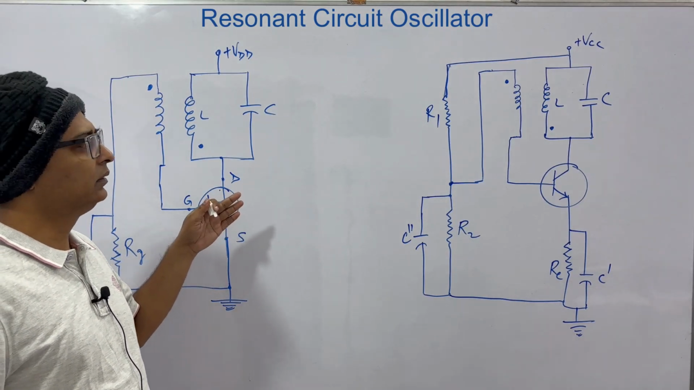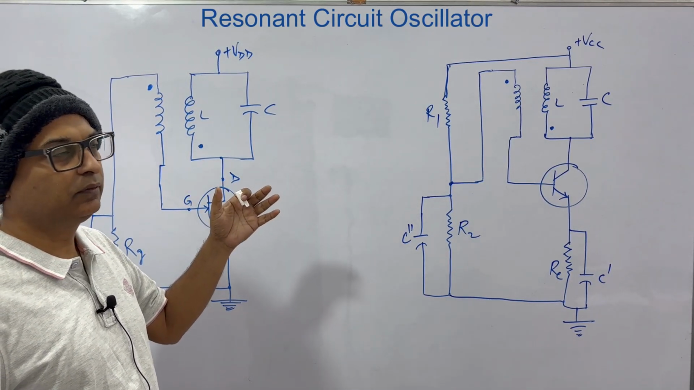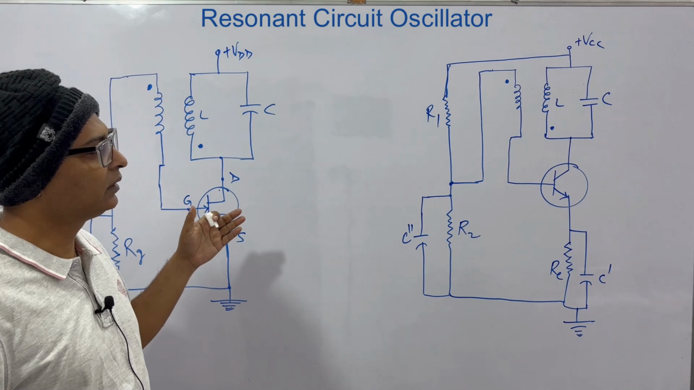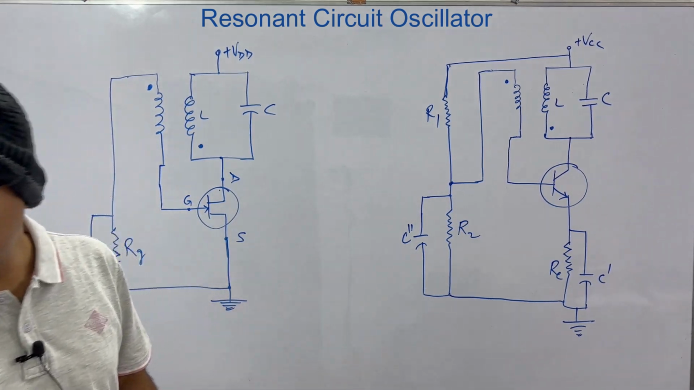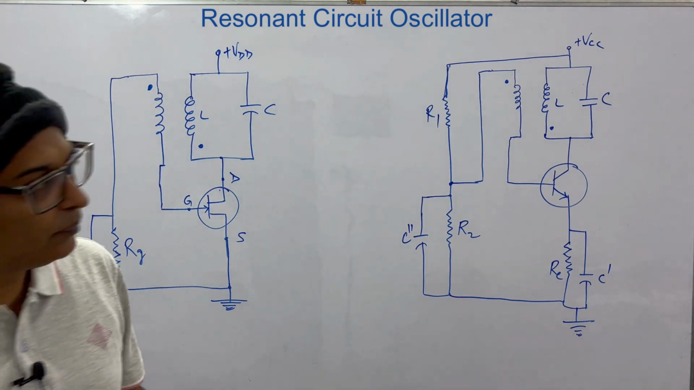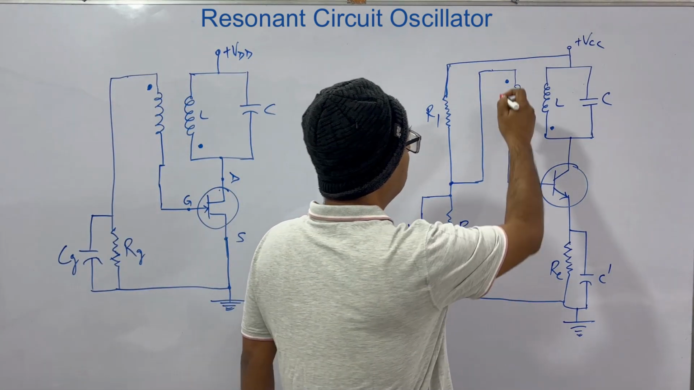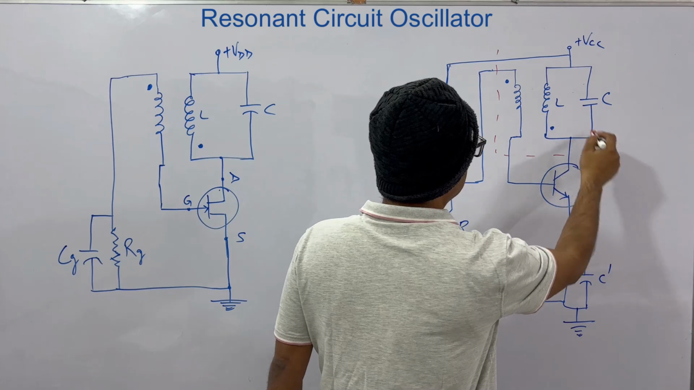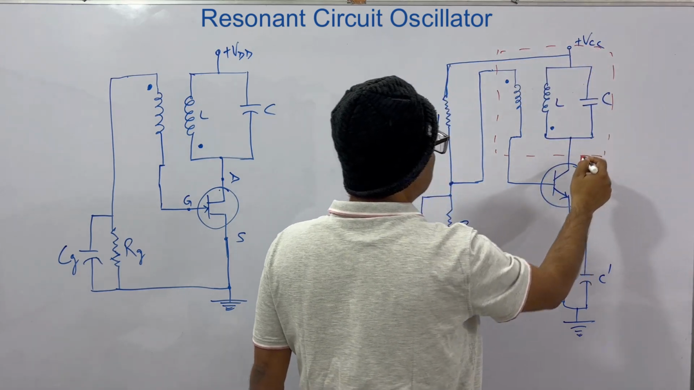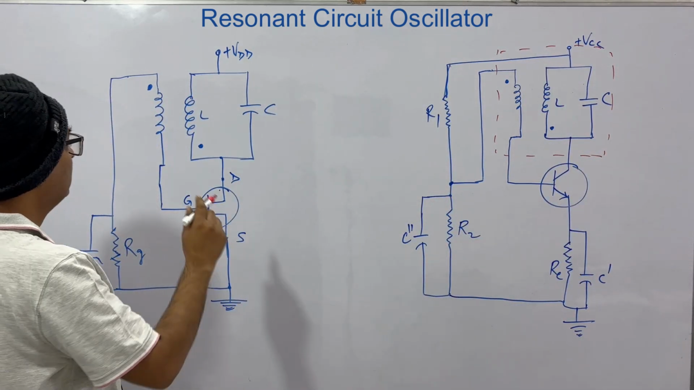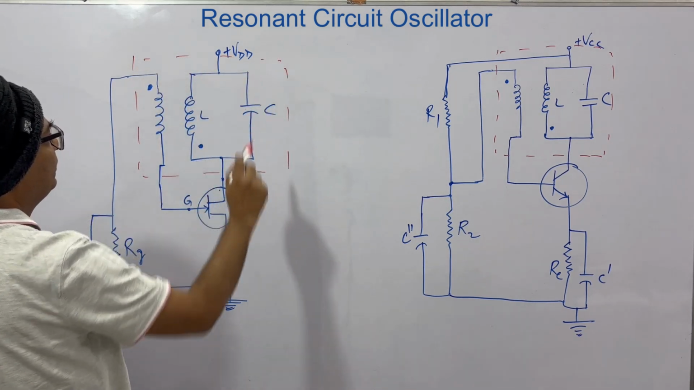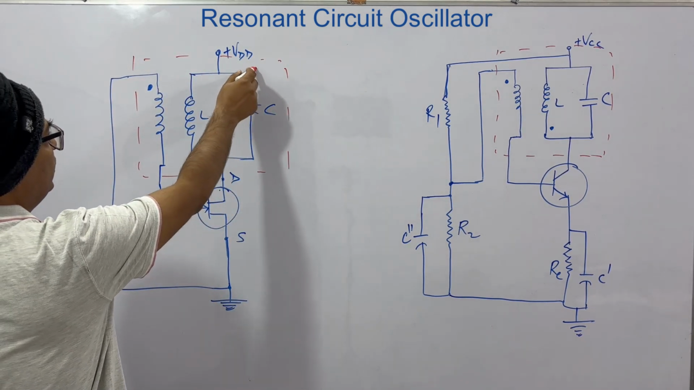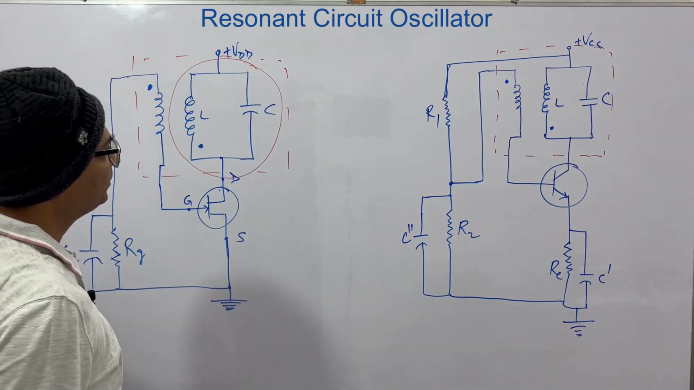This is the circuit schematic diagram for a resonant circuit oscillator, or a tuned circuit oscillator. Which is the tuned circuit here? You very well know that this portion is the tuned circuit. We have this portion here. Actually, this is a transformer. Our tuned circuit is this much only.